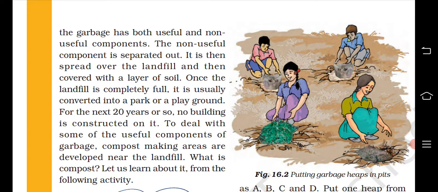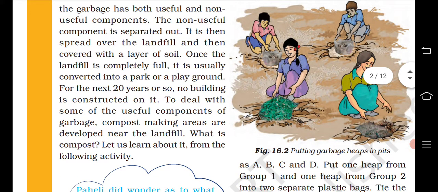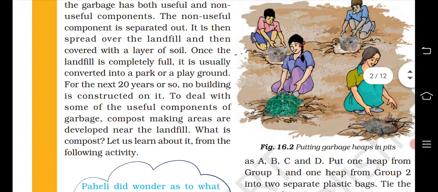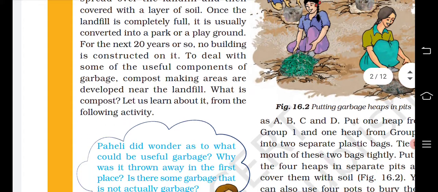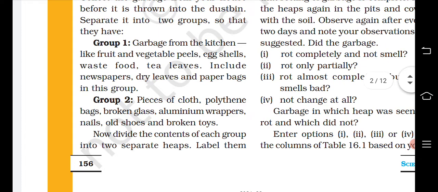So, what is landfill? Landfill is a low-lying open area where all the garbage is dumped. Okay, and we know garbage has two types: useful garbage and non-useful garbage. The non-useful component is separated out in the landfill and it is covered with a layer of soil. And the useful components of the garbage, like vegetable peels, fruit peels, etc., are used for making compost.